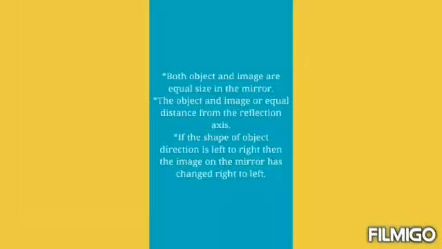Now we discuss some points. Both object and image are equal size in the mirror. Next, the object and image are at equal distance from the reflection axis. At last, if the shape of the object's direction is left to right, then the image in the mirror changes to right to left.